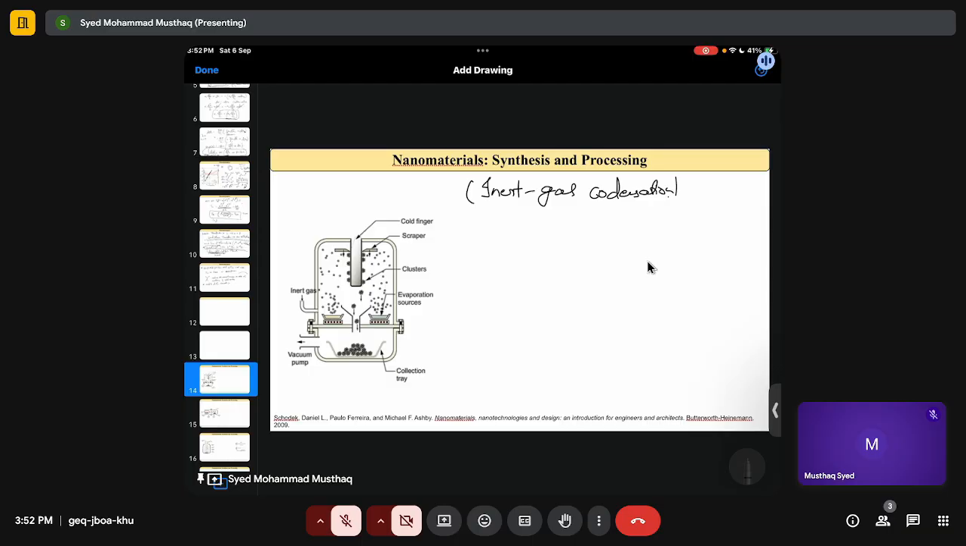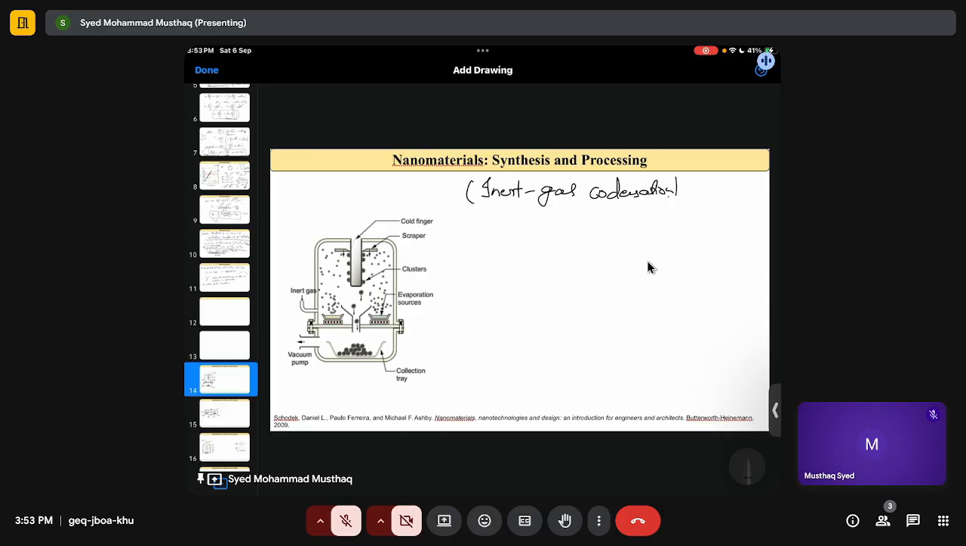Now the liquid phase process also can be used to form nanoclusters, but they use mostly the surface forces to create nanoparticles. There is an ultrasonication method, a sol-gel method, and other self-assembly methods. Okay, so let's start with inert gas condensation.